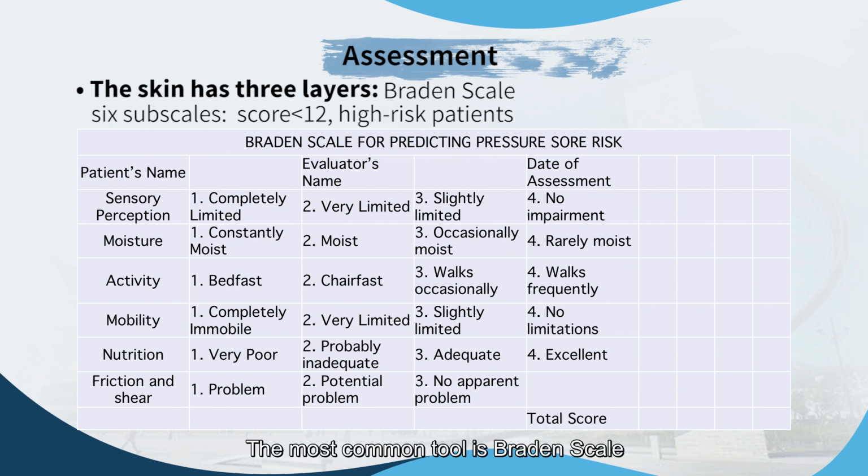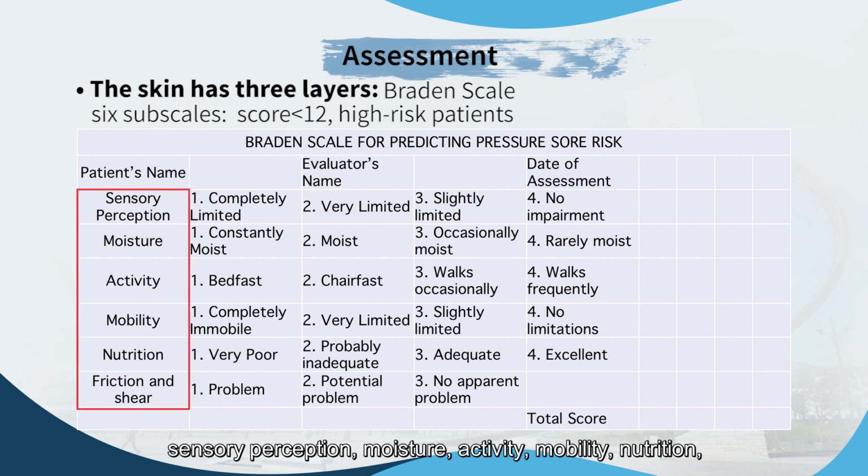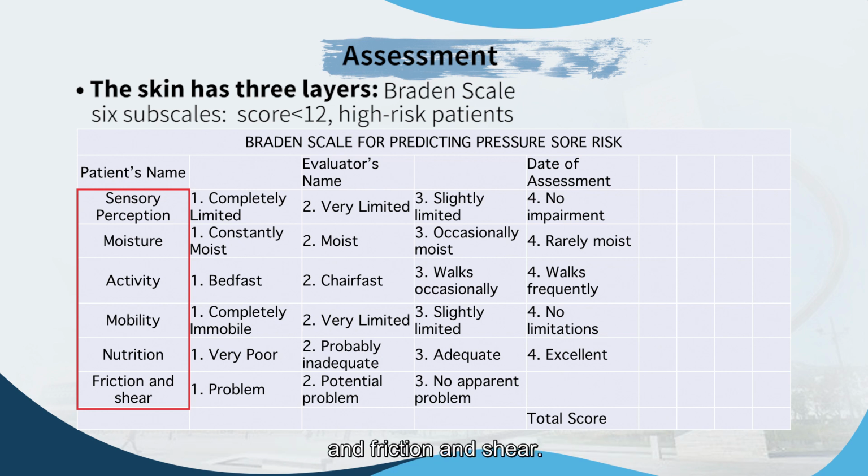The most common tool is the Braden scale for predicting pressure ulcer risk. It consists of 6 aspects: sensory perception, moisture, activity, mobility, nutrition, and friction and shear. A total of 23 points is possible, and an adult who scores below 18 points is considered at risk. Below 12 points is considered at high risk. Another tool is the Norton scale, and we won't go into details here.